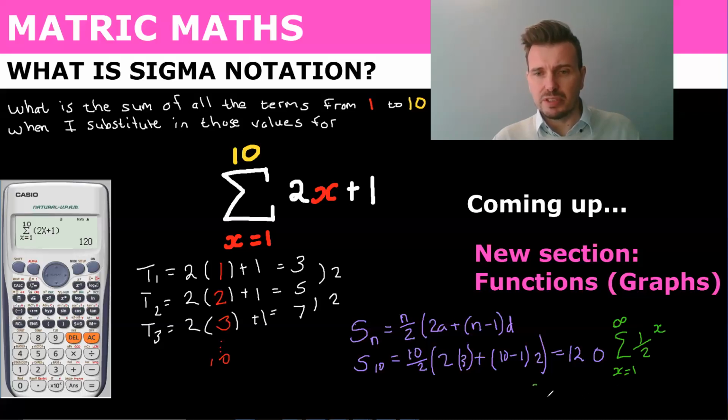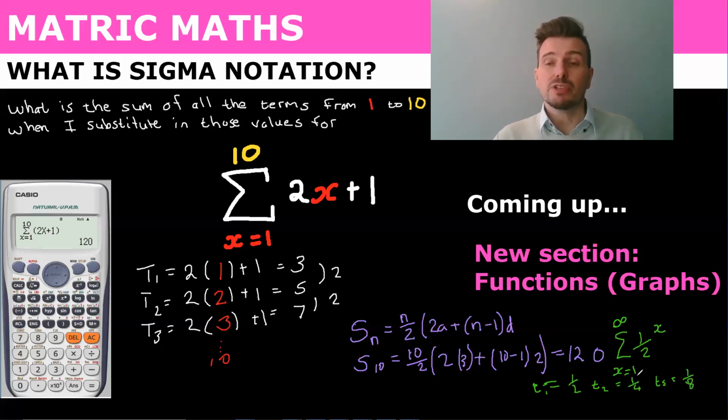Here all you would do is the same method. You would say t1 is equal to a half to the 1, which is a half. t2, a half to the 2 is a quarter. And t3 would be a half to the 3, which is an eighth. And what you would find here is you would get a ratio. So you would know that you are dealing with a common ratio. So you're dealing with a geometric sequence.